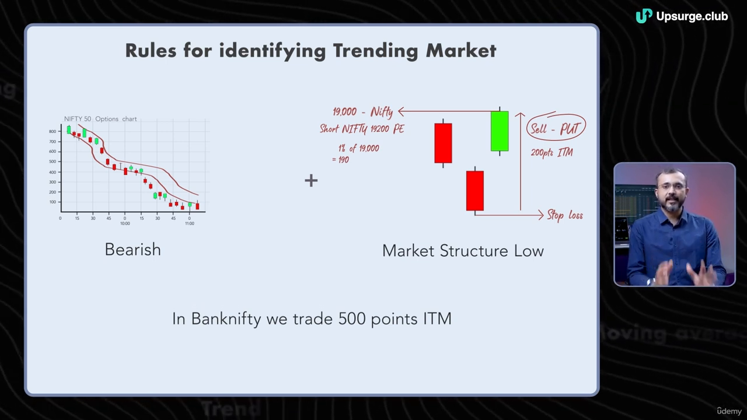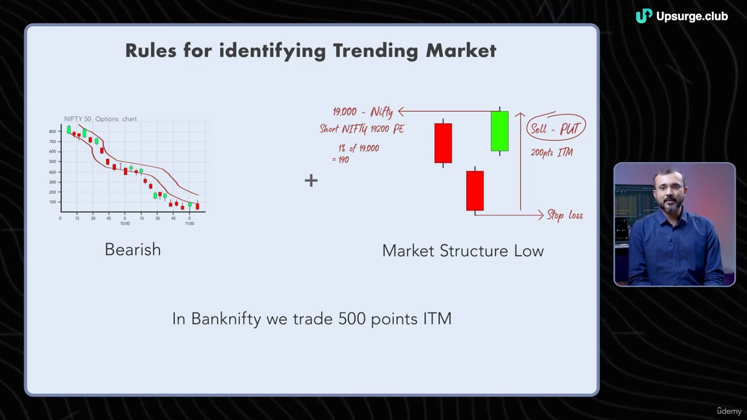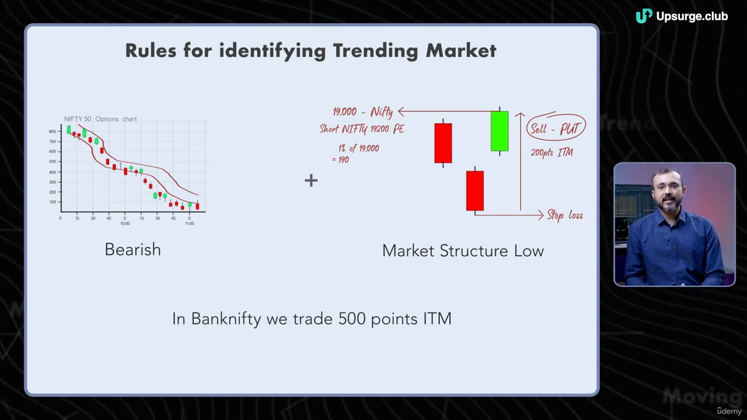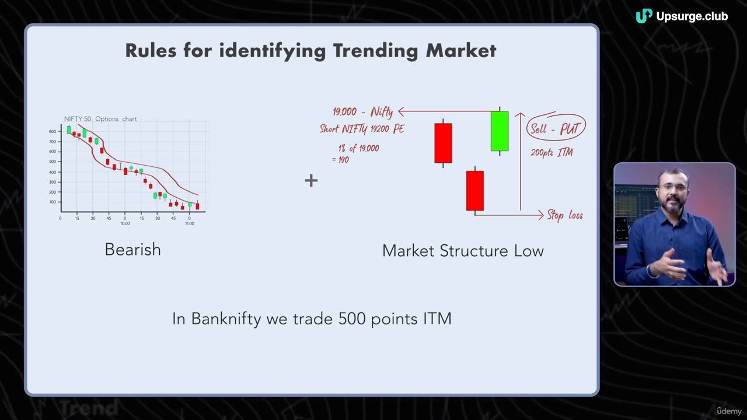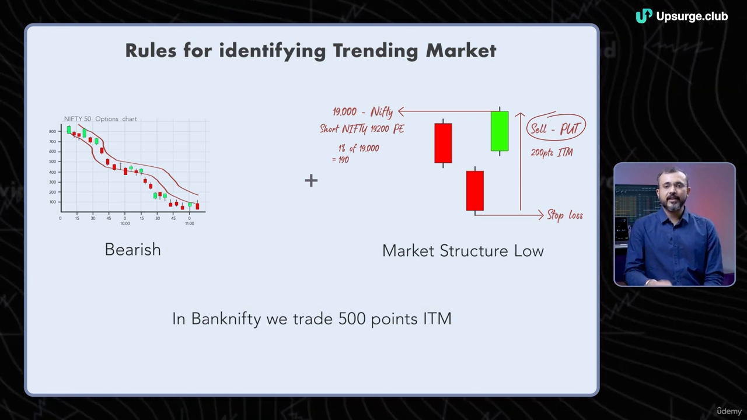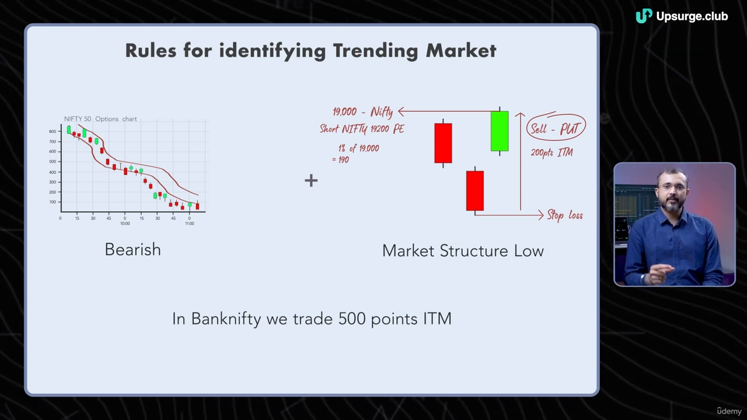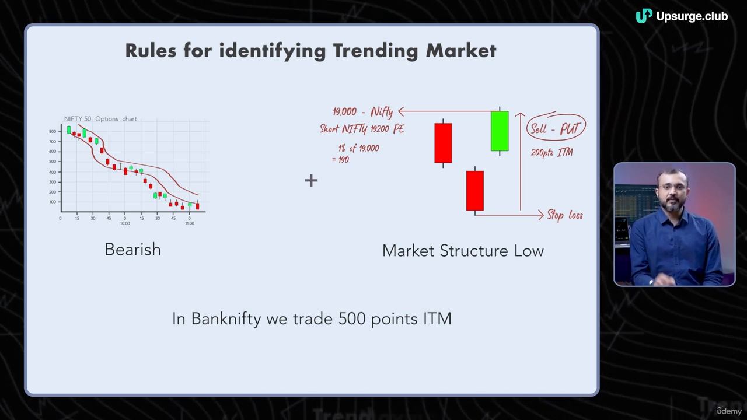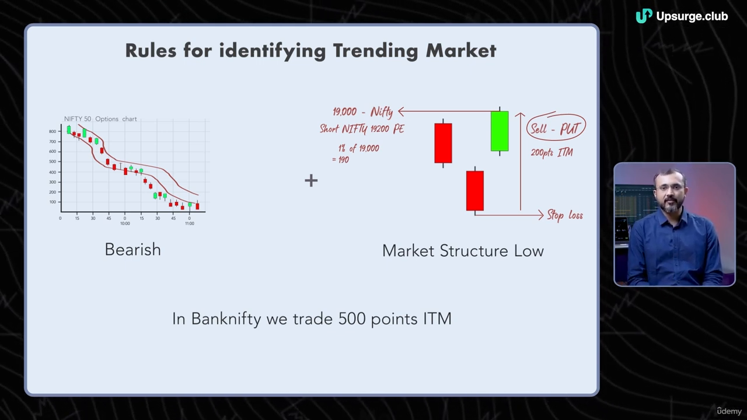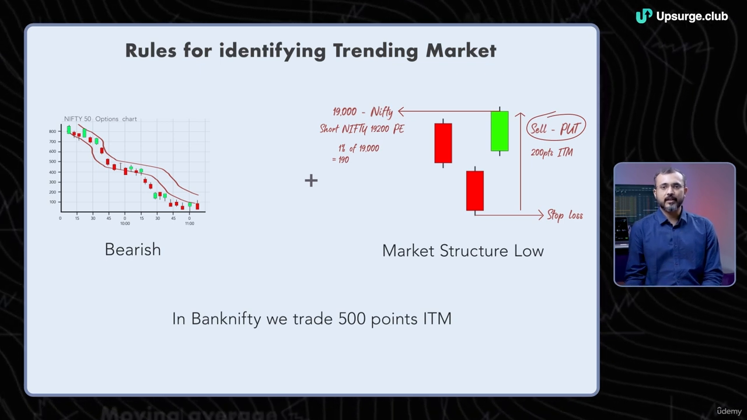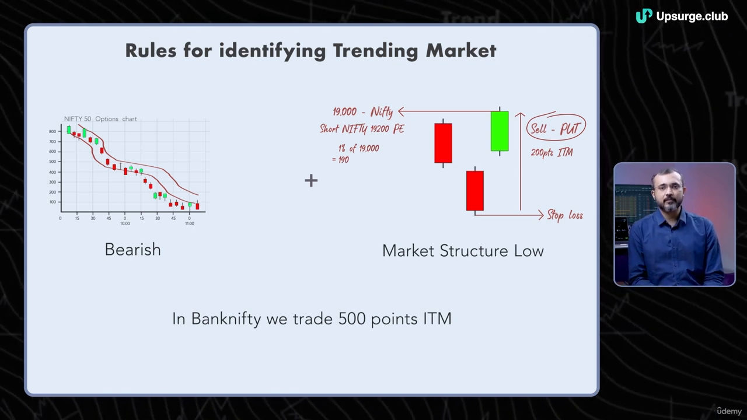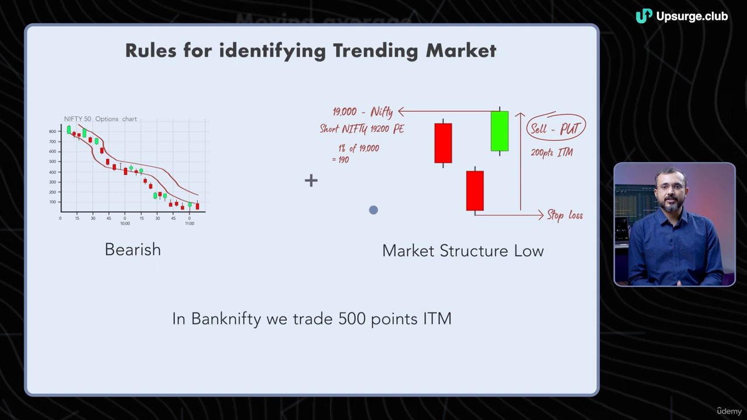Very straightforward and simple. So 200 points in the money is the 18,800 call. So we short the 18,800 call, and when do we short it? We come to the 15-minute chart of the 18,800 call. We change the time frame to 15 minutes, trade the market structure high below the moving average, and hold on to that trade till the time the price is trading below the moving average on the option chart.